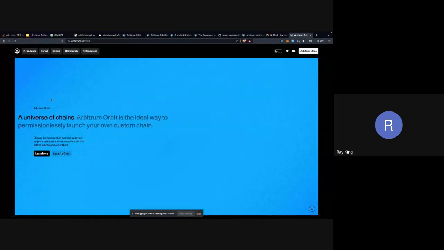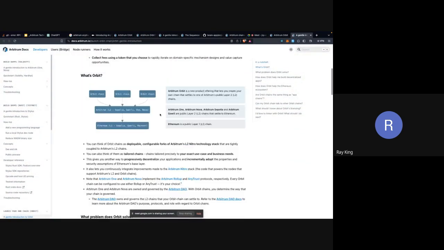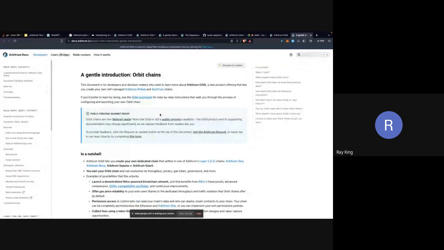Now, this is the Orbit documentation. And then you can see it is a universe of chains. It allows you to launch your own custom chain. And then you can decide to learn more, or you can decide to launch your chain. There's the full documentation here. But in a nutshell, you just need to understand that it is used to create.